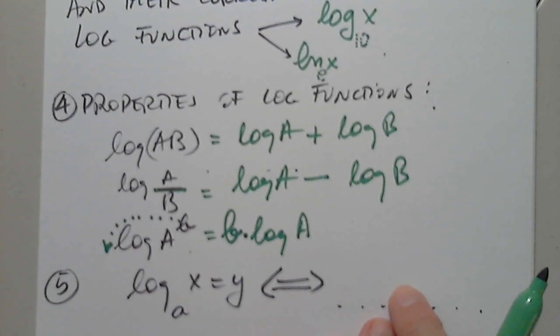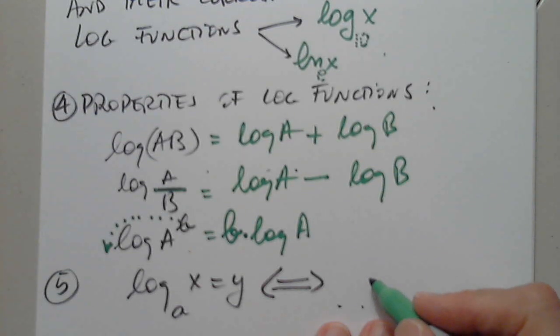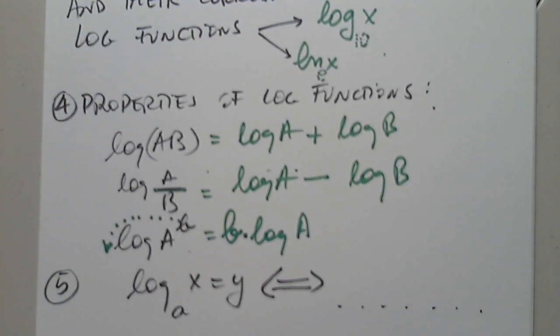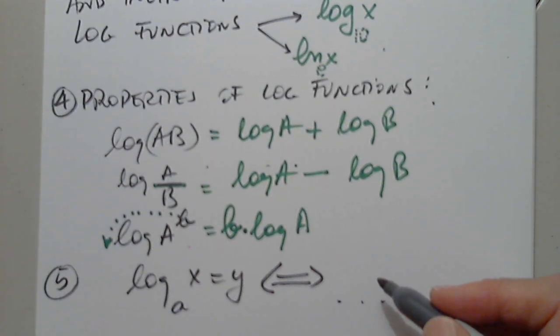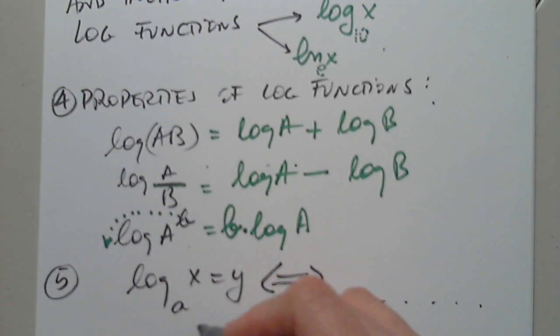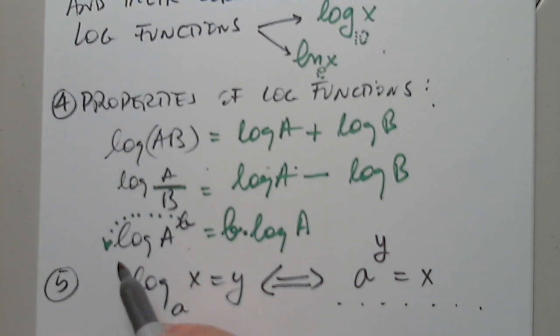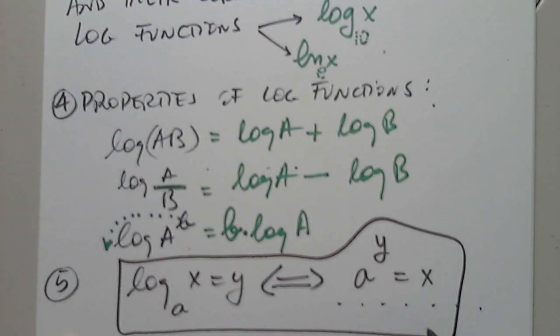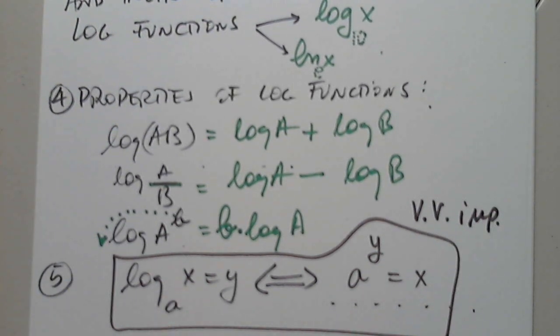The most important relationship. How do I write this? That replaces this. The inverse? Say it again. Is it the inverse? Yes. So this is a log equation. We want an exponential one. A to the power of y equals x. That's it. Excellent. Thank you so much. Awesome. This is very, very important. Without this, we cannot solve equations.